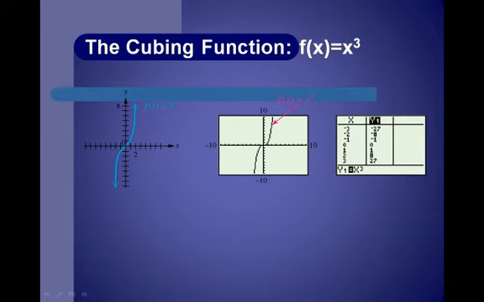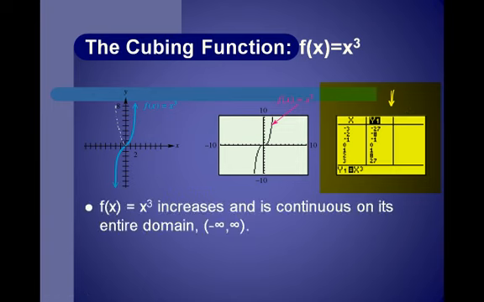The next function is called the cubing function, and it's of the form f of x is equal to x to the third power. And I said earlier that the cubing function is sort of an S-shaped graph. It's sort of like a parabola, whereas a parabola, when you square it, is always positive. On the cube function, instead of coming back up to positive, it goes back down to the negative values. The third picture shows the table that we used in order to get the first and the second graph.